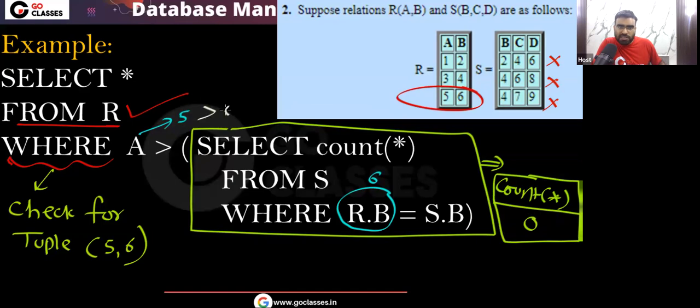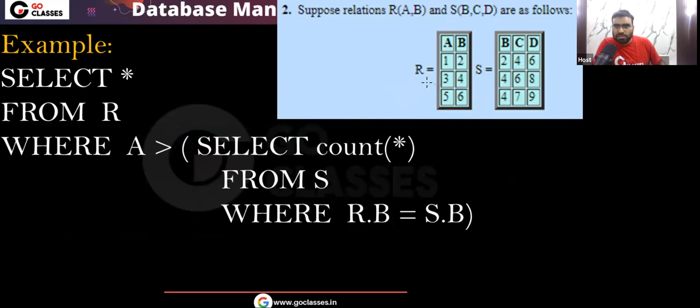Now you tell me, 5 greater than 0 or not? Yes, 5 greater than 0. So this tuple also passes. Okay, that's it. So finally, which two tuples are passing? So you can see this tuple is passing, from this tuple. Okay, these two tuples are passing.